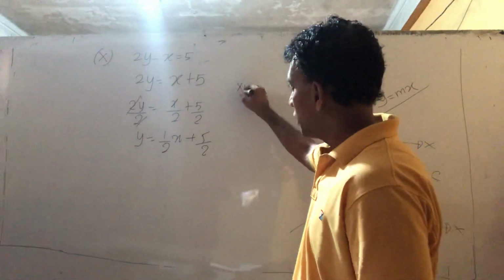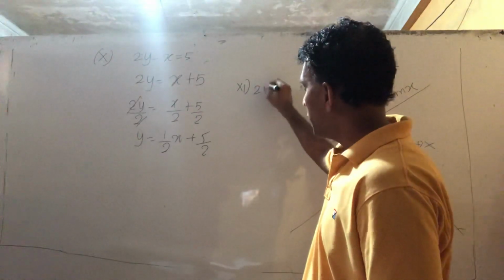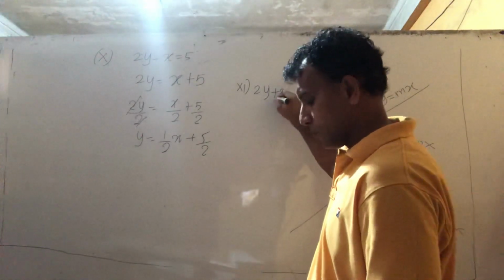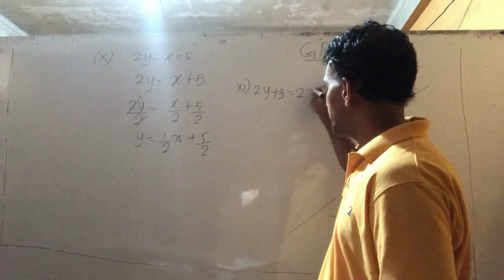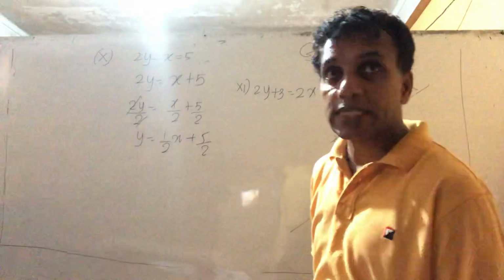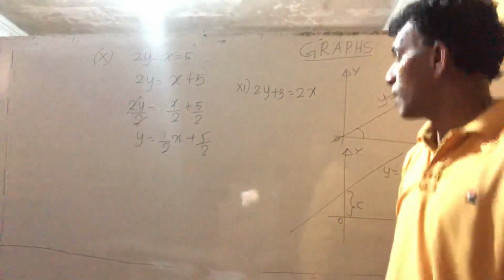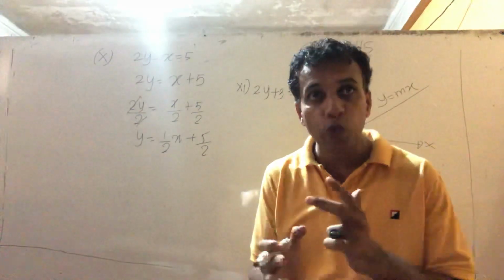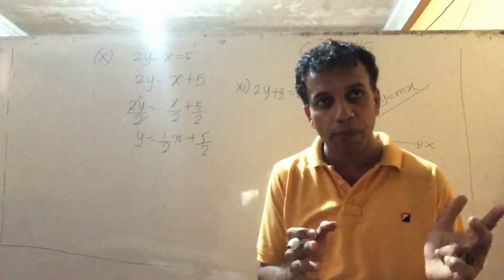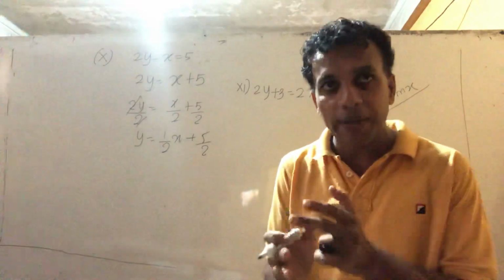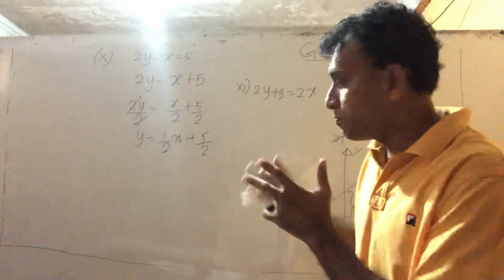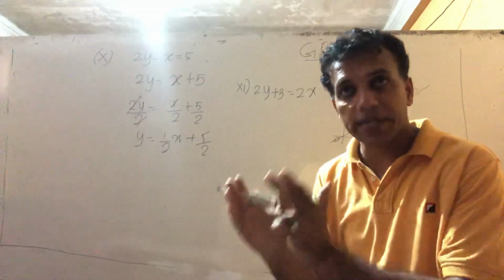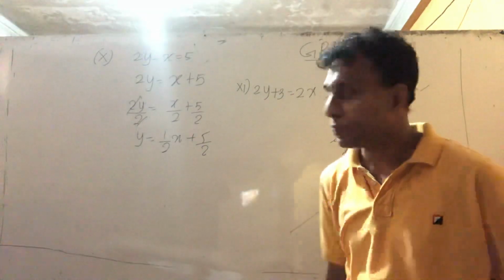Next, question number 11. 2y plus 3 equal to x. So rearrange using the same method. Step by step we are improving now. Earlier was a very easy problem; later it becomes something complicated. So whatever you take, y equal what? Step by step, move ahead.